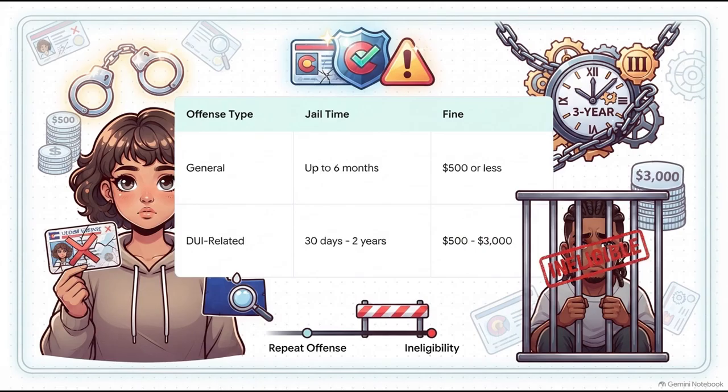Just look at these severe stakes we're talking about here. Driving under suspension can lead to some truly shocking consequences. For a general offense, you could be looking at up to 6 months in jail and a $500 fine. Plus, you might be deemed totally ineligible for a license for up to 3 years if it's a repeat offense. And if your suspension was DUI-related, the penalties absolutely skyrocket. We're talking mandatory jail time of 30 days to 2 years and fines reaching $3 grand. It is a massive legal liability, which is exactly why verifying your status is so absolutely crucial.